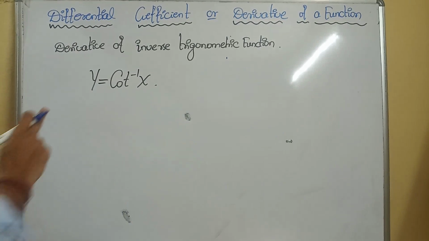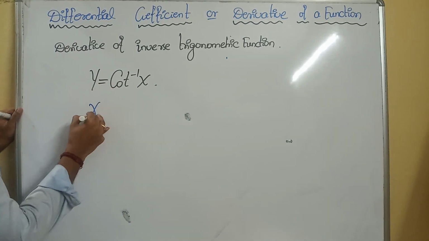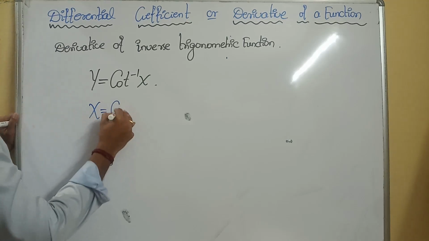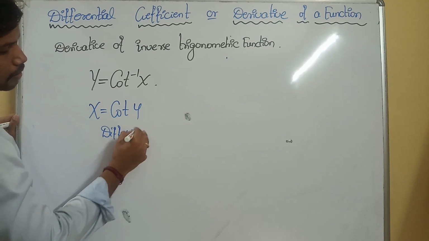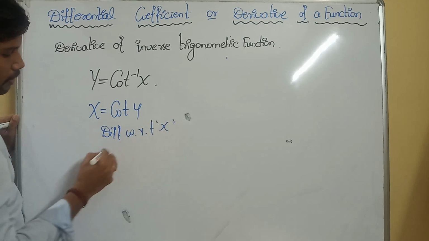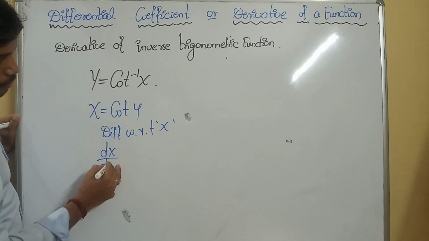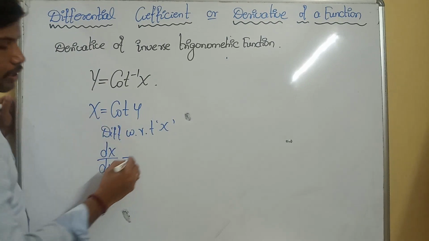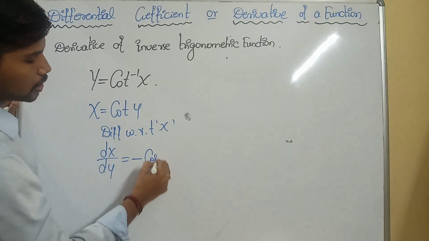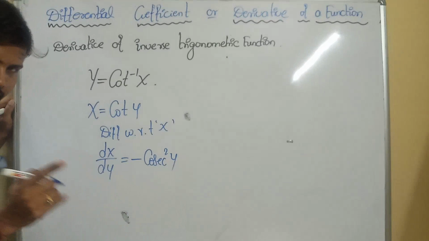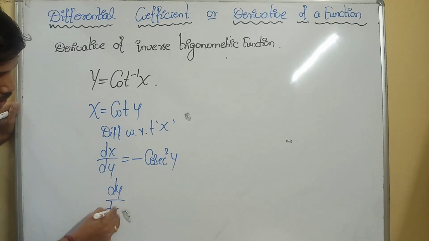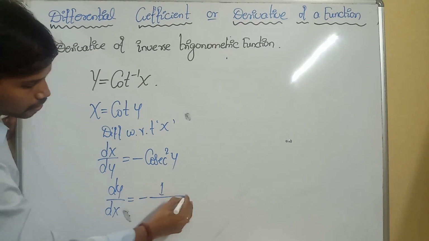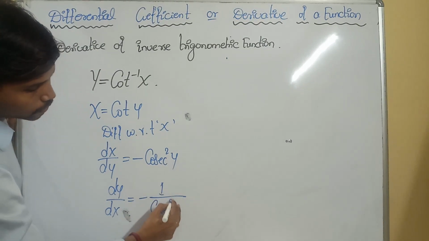Next one is y is equal to cot inverse of x. What is x equal to? It is cot of y. Differentiating with respect to y, it will be dx by dy. What is the derivative of cot? Minus cosecant square of y. Taking reciprocal, dy by dx is equal to minus 1 divided by cosecant square y.